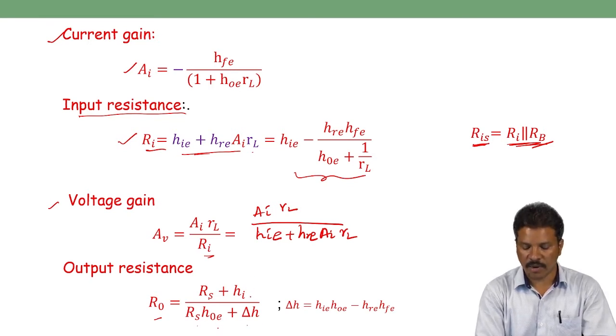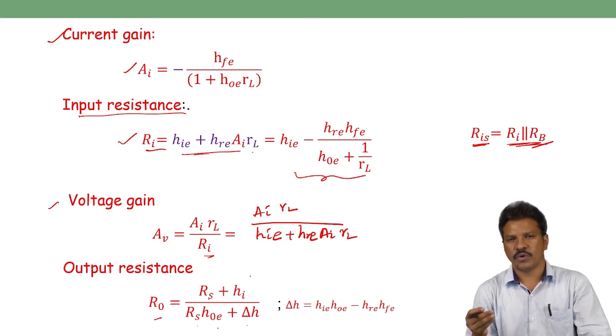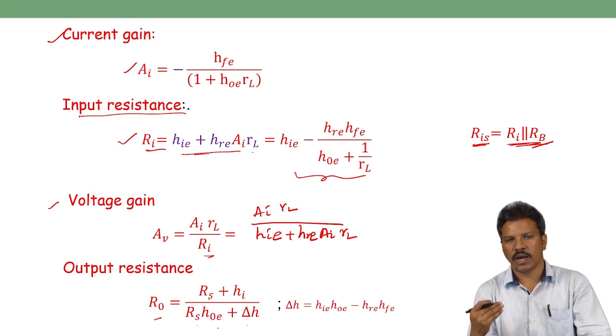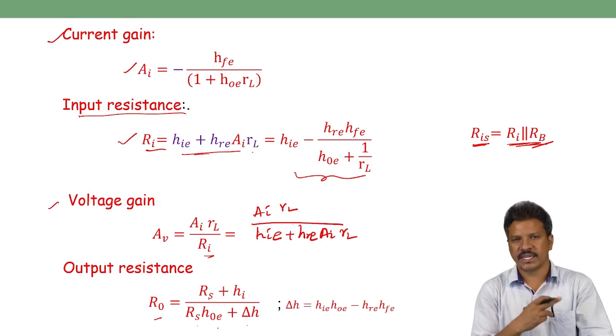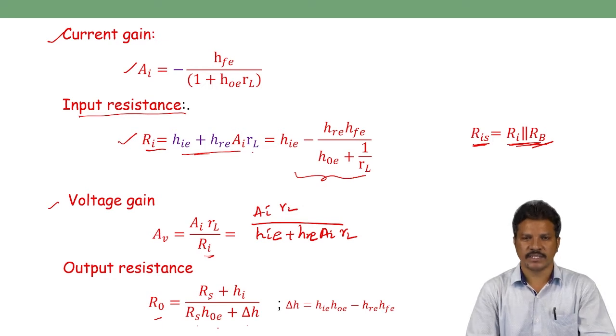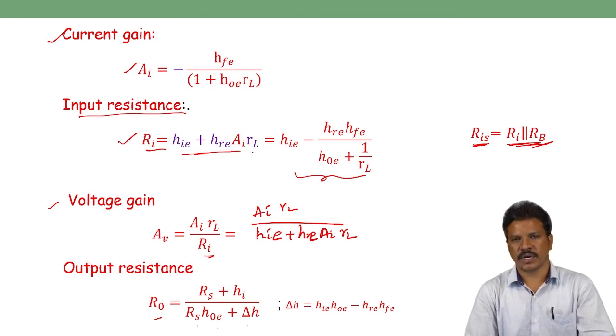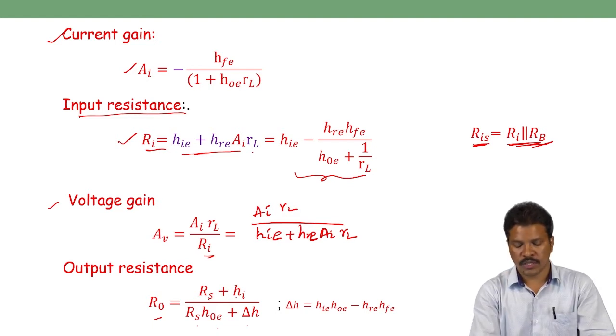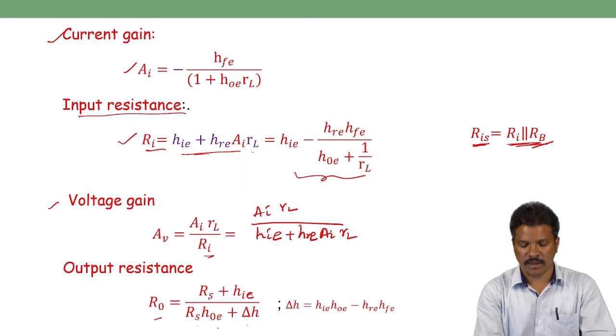So when it is a common emitter configuration, what is the output impedance? How to measure it for the common emitter configuration or any configuration? The output resistance can be measured looking into port 2, between 2 and 2 dash, by considering source voltage 0 and load resistor infinite. By setting up these two conditions and measuring the output resistance between 2 and 2 dash, R0 is equal to Rs plus HIE divided by Rs HOE plus delta H.